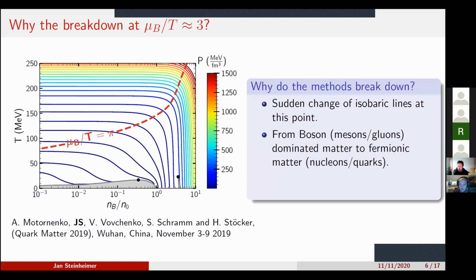Yeah, I think we should discuss this more in the discussion session, because the Roberge-Weiss is also not the Matsubara frequency. It's a phase. Okay, let's discuss it in the discussion session. So thanks, Jan.